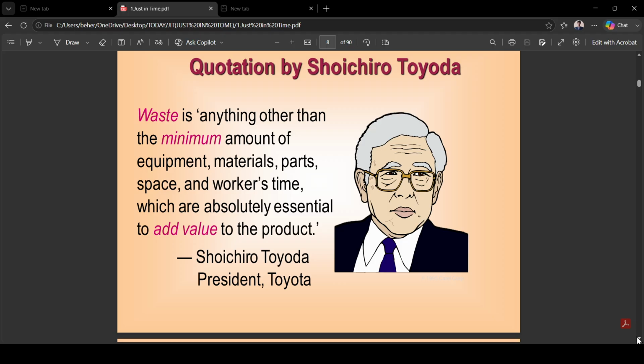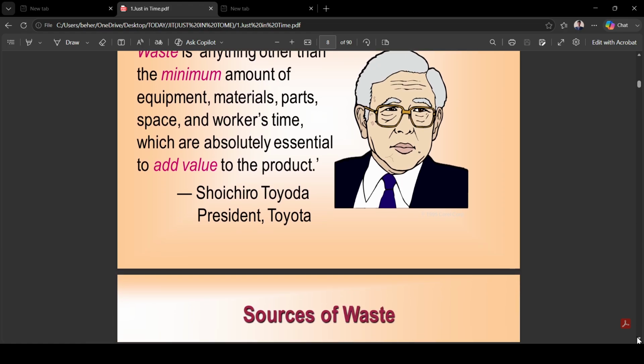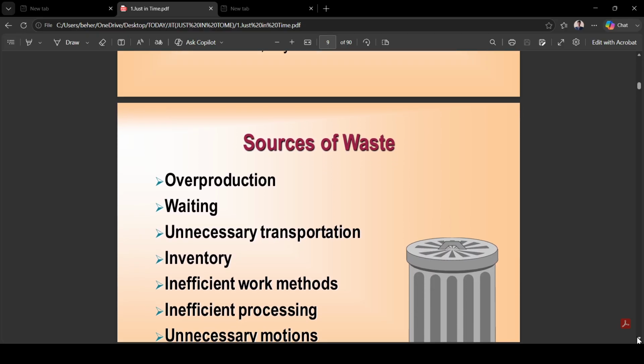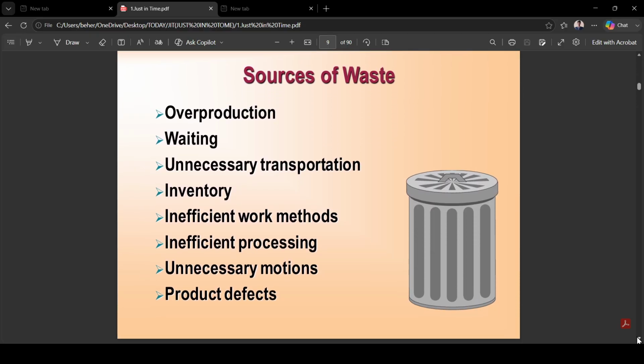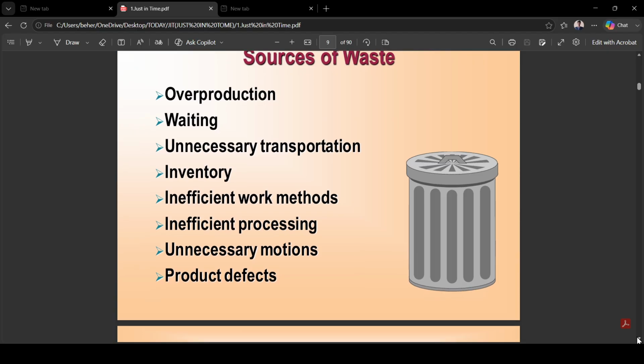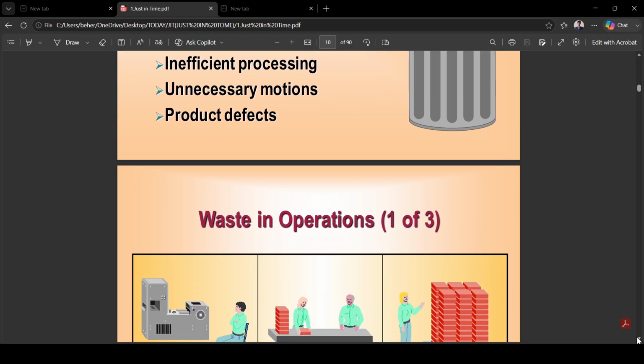Quotation by Taiichi Ohno: waste is anything other than the minimum amount of equipment, material, parts, space, or work time which are absolutely essential to add value to the product. Sources of waste: overproduction, waiting, unnecessary transportation, inventory, inefficient work method, inefficient processing, unnecessary motion, product defects.